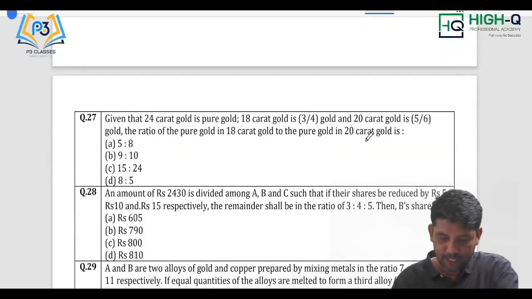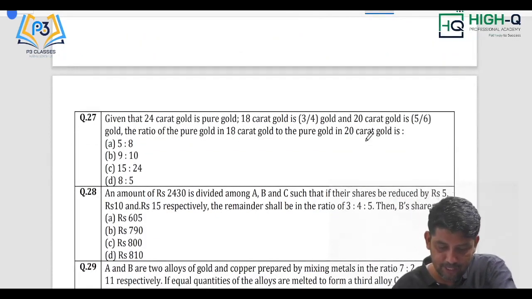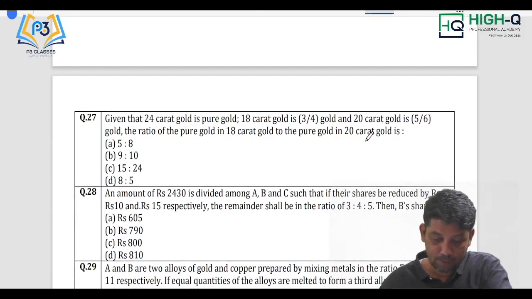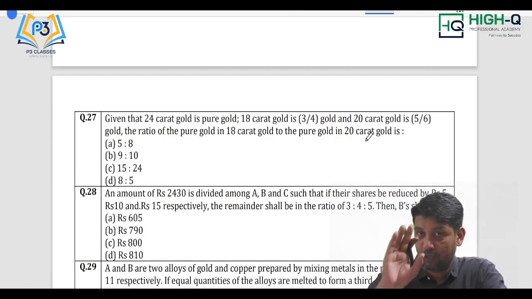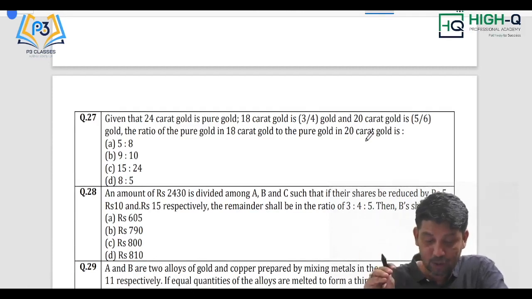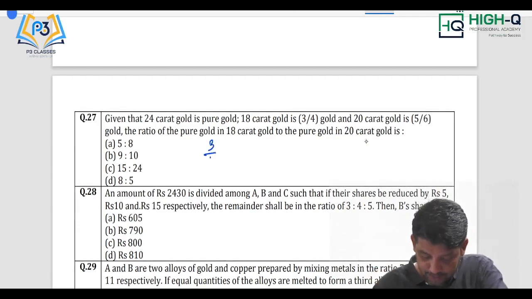Carefully you do. Given that 24 karat gold is pure gold, 18 karat gold is 3/4 gold, and 20 karat is 5/6 gold. The ratio of the pure gold in 18 karat gold to the pure gold in 20 karat gold. See, listen here. Very simple procedure. Given that 24 karat gold is pure gold. 18 karat gold is what? It has 3/4 gold.